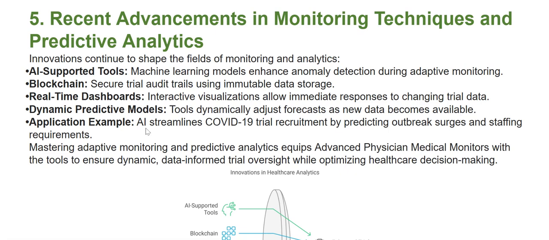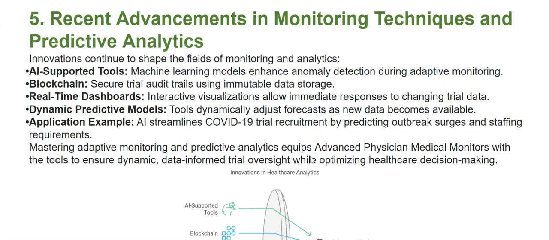Application example: AI streamlines COVID-19 trial recruitment by predicting outbreak surges and staffing requirements. So here are the recent advancements that were implemented or used: AI-supported tools, blockchain, real-time dashboards, dynamic predictive models, and an application example for it is AI streamlines COVID-19 trial recruitment by predicting outbreak surges and staffing requirements. This is an application example for a recent advancement.